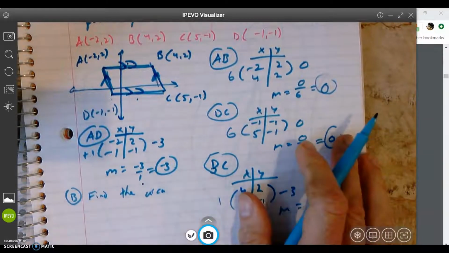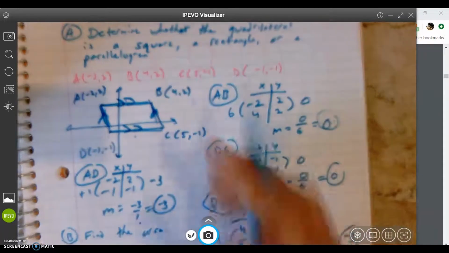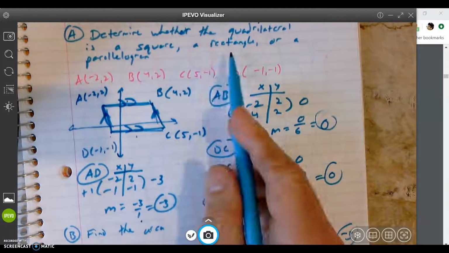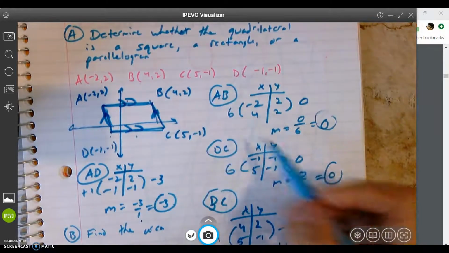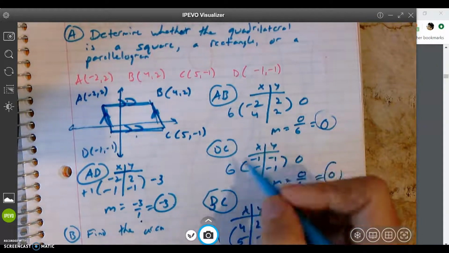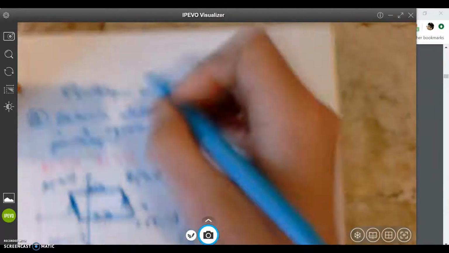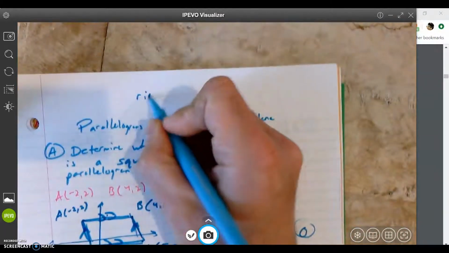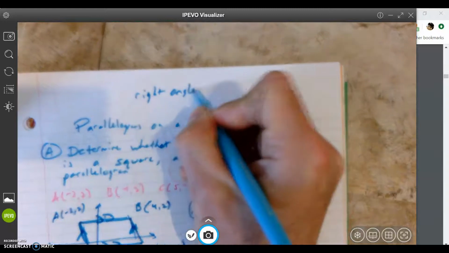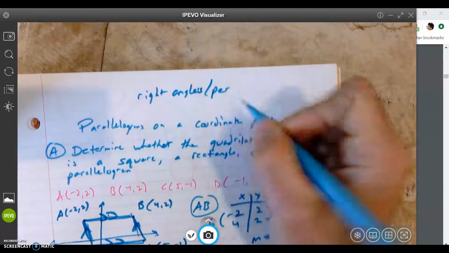So how do we know that we don't have a rectangle though, or a square? Well, that would mean that they have right angles, right? So how do you know that we have right angles? Well, do a little note to ourselves. Right angles or perpendicular lines.